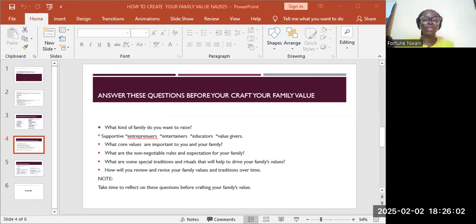Whatever type of family you want to raise, there are special traditions and rituals that you will do to drive them. Another special tradition that we do to drive our family values is bedtime stories. We do bedtime stories. And also, you'll look at how you will review and revise your family's values and traditions.